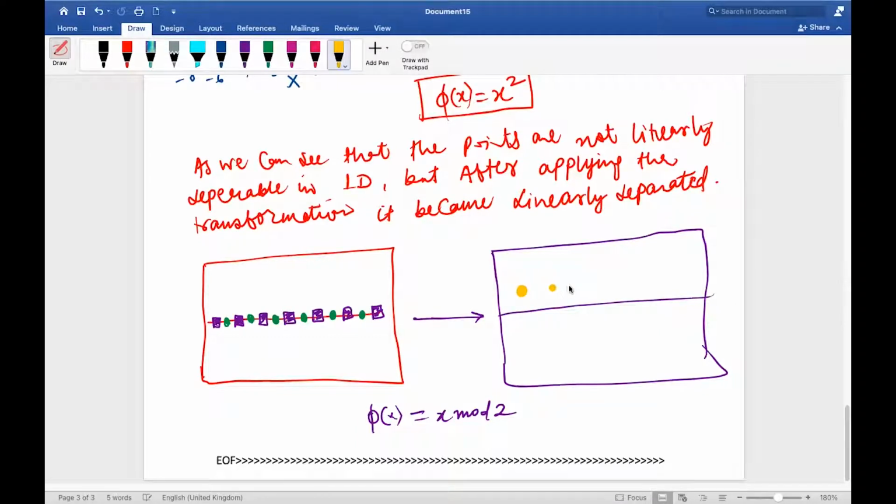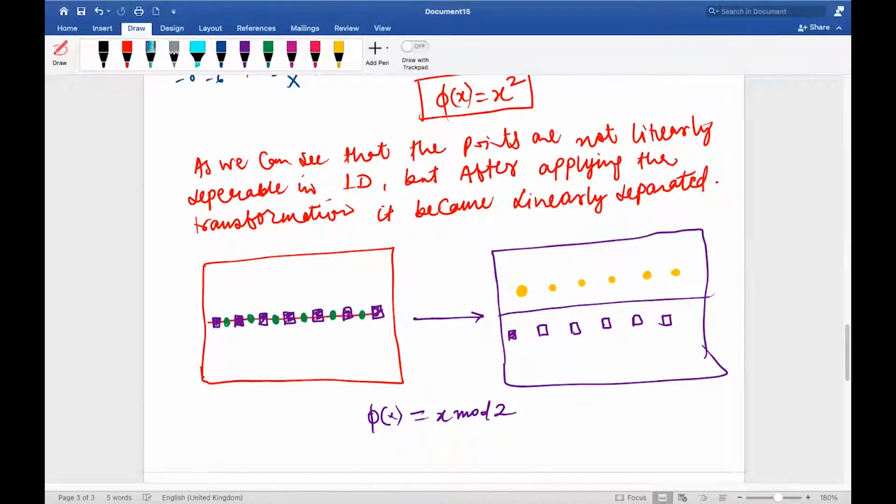So let's say this, and all the odd data is on this side. Yes or no? Yes, no, right? So in that way, you got an idea of how the transformation will happen from one space to another space.